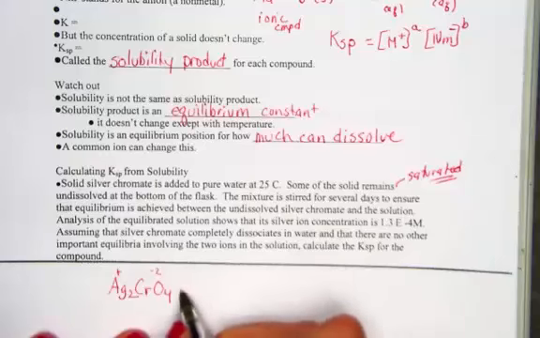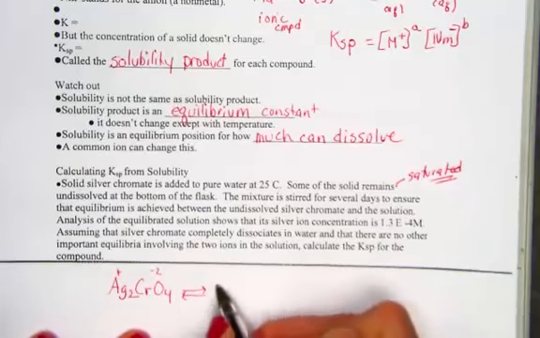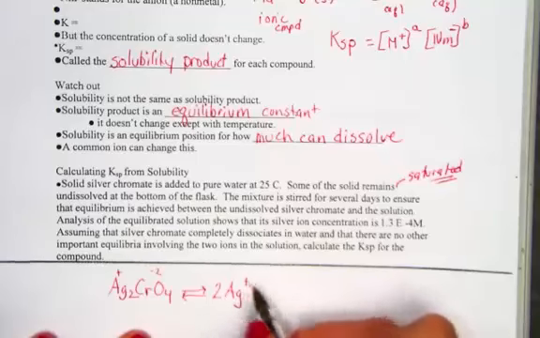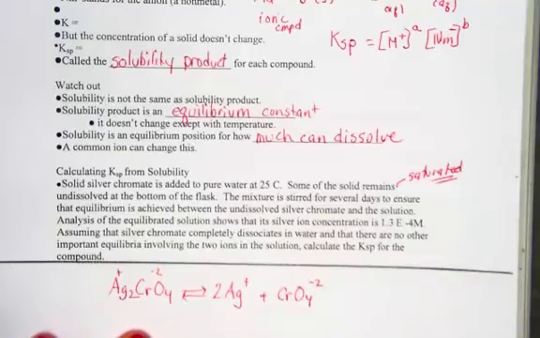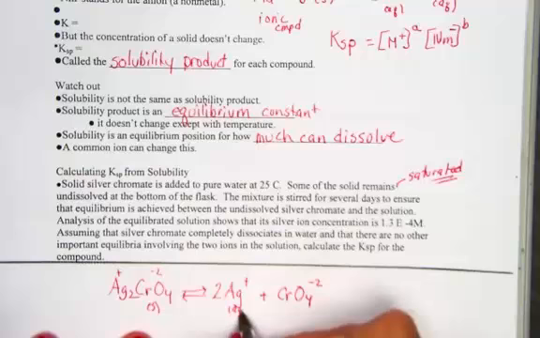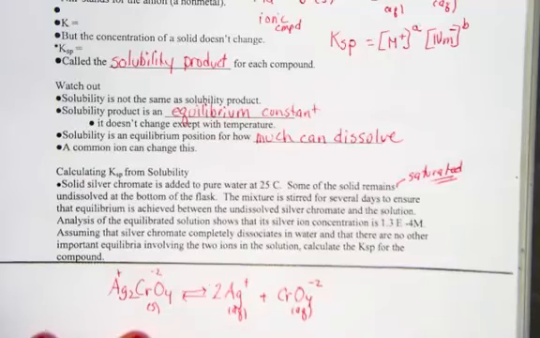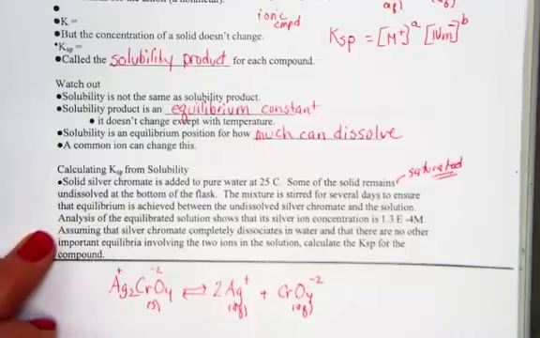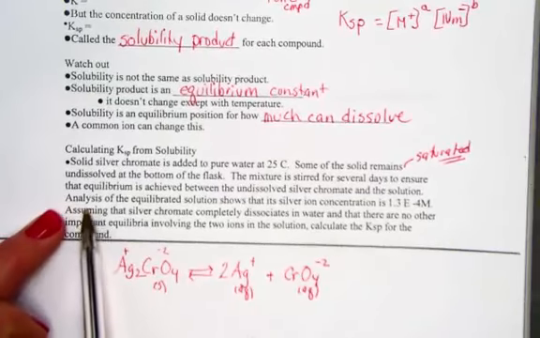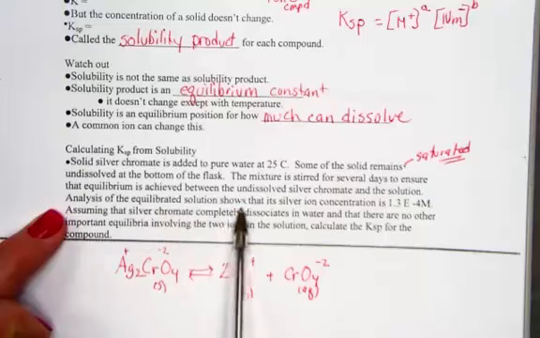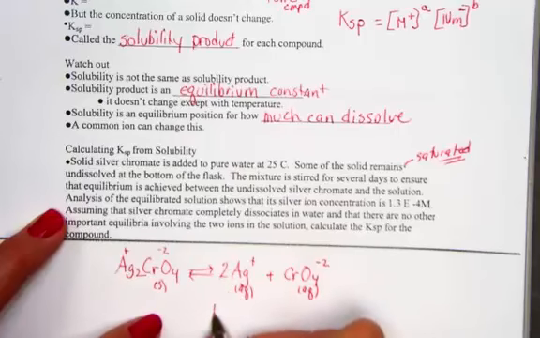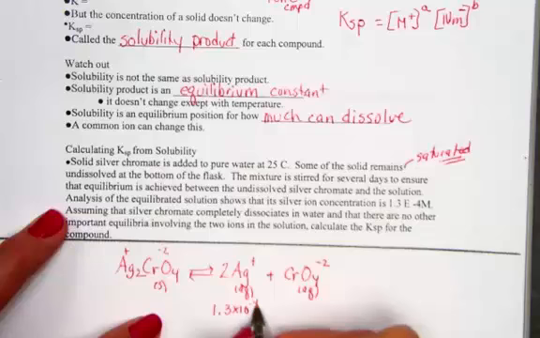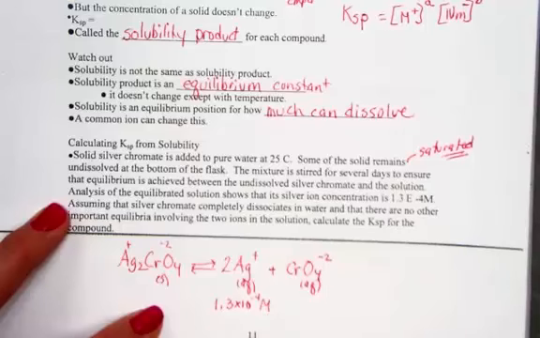the solution. So putting that into terms of a formula, what we're seeing is those two ions of silver have completely dissociated, and the chromate is now in solution. The solid is in dynamic equilibrium with its aqueous ions. And it took several days to ensure that, so that's a lot of stirring. Analysis of the equilibrated solution shows that its silver ion concentration is 1.3 times 10 to the -4th molar. Silver ion gives us molarity units.